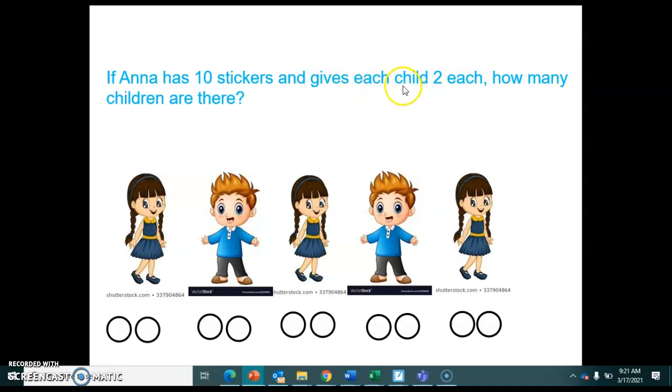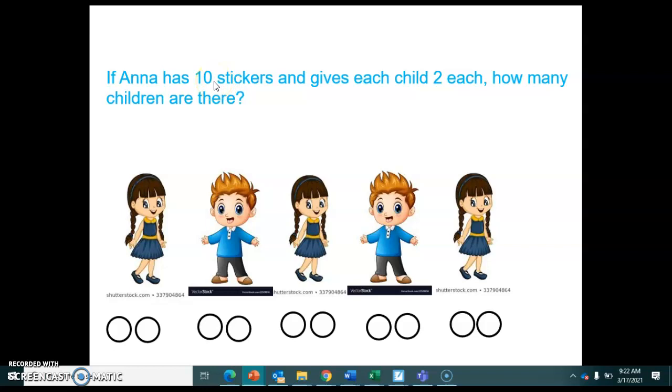Because it says gives each child 2 each, we don't know how many groups, we don't know how many children there are going to be, but we know how many are in each group. So as we were doing this, you'd almost draw your circles around those. So that's one group. Then we're adding another 2. That's another group. And we do that, we know that the total's 10, so we count these in 2s. 2, 4, 6, 8, 10. And we found our answer. How many children are there? 1, 2, 3, 4, 5.